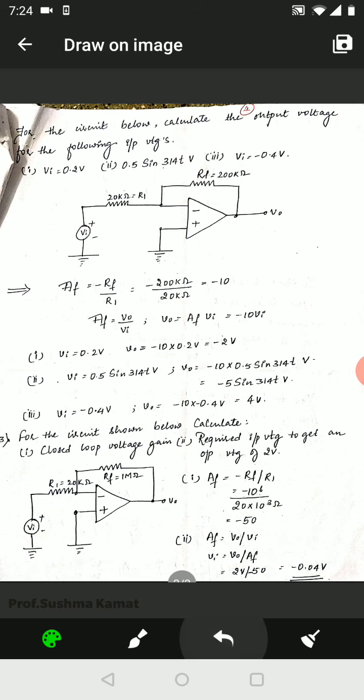This completes the numericals. You are supposed to write all of these in the notes. And now let us go for the op-amp non-inverting amplifier.